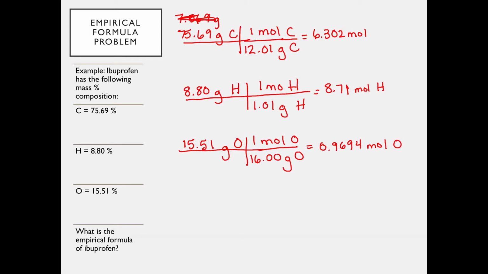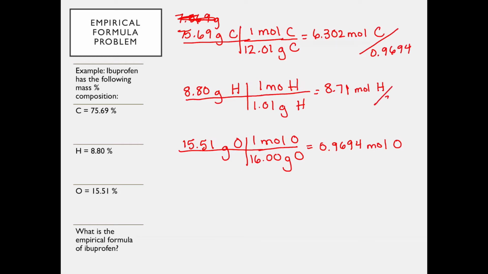All right. So there was that step. The next step is the one that was worded a little bit tricky. So it says you're going to look at each one of these numbers of moles. So we have essentially 6.3 moles of carbon, 8.7 moles of hydrogen, and 0.97 moles of oxygen. And you're going to pick the one that is the smallest. So that would be our moles of oxygen. And then we're going to go through and divide each one of these moles by that number.